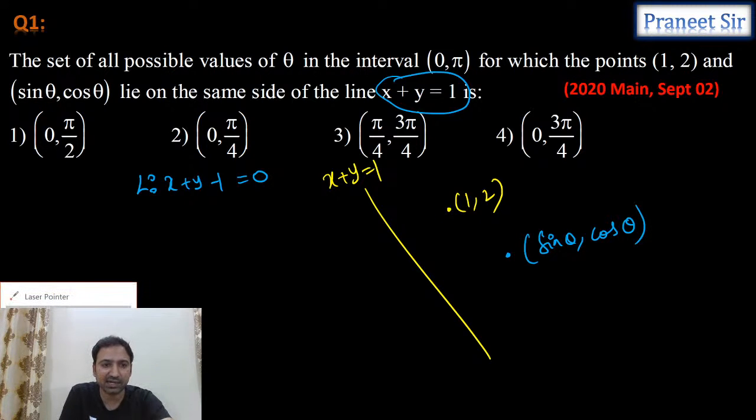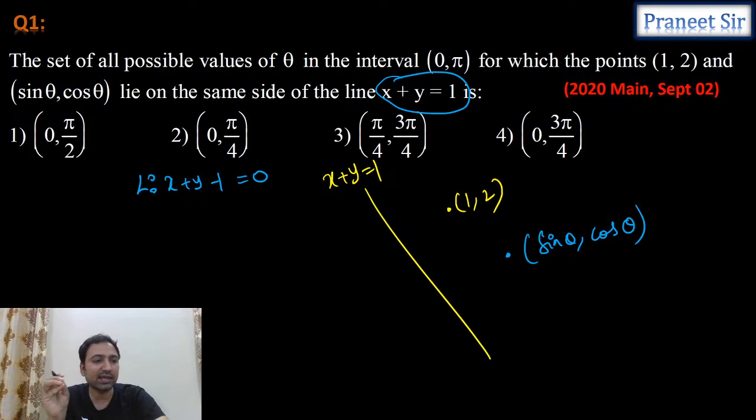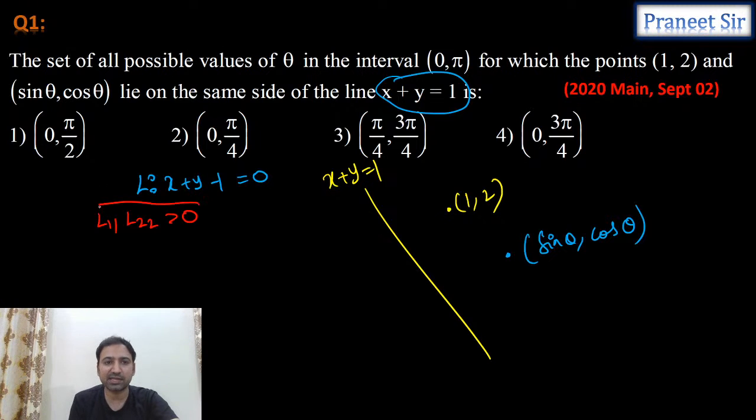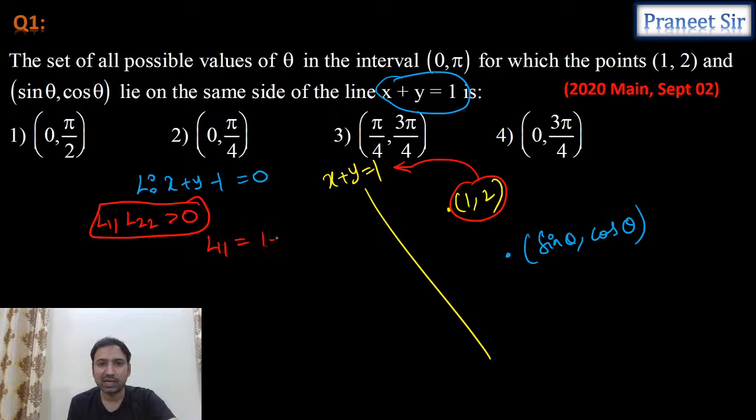What is the condition that two points are lying on the same side of a straight line? If two points are lying on the same side of a straight line, then the condition is L11 into L22 should be greater than 0. This is the condition, guys. What is L11? L11 means we just substitute the point in the given line. Calculating L11: 1 plus 2 minus 1, which is equal to 2.